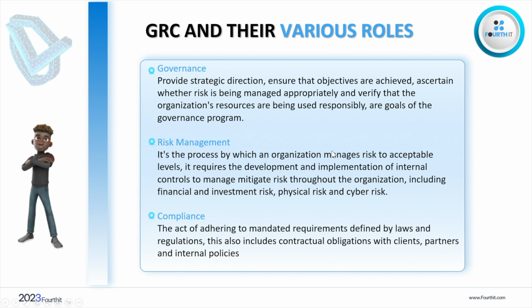How do these three work together in cybersecurity? Now, we talked about the fact that what we are doing in cybersecurity is we are trying to protect the confidentiality, integrity, and availability of information systems. And so when we're talking about doing these three, we need governance to help us with the direction that we need to go.